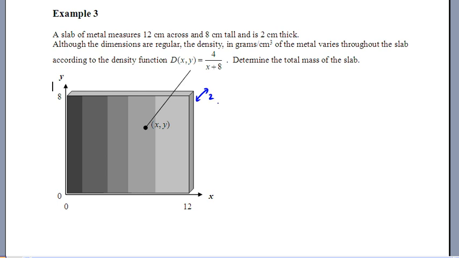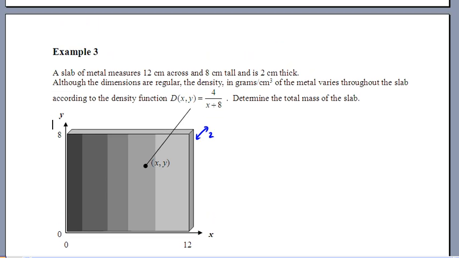Great. Although the dimensions are nice and regular, just a nice little brick shape, the density in grams per centimeter cubed of the metal varies throughout the slab. Oh yeah, it's kind of like the shading here, right? It's more dense here on the left side, less dense on the right. According to some density function that will tell you the density at any spot you want to check, and it's equal to 4 over x plus 8. And you have to try to find the total mass of this slab.